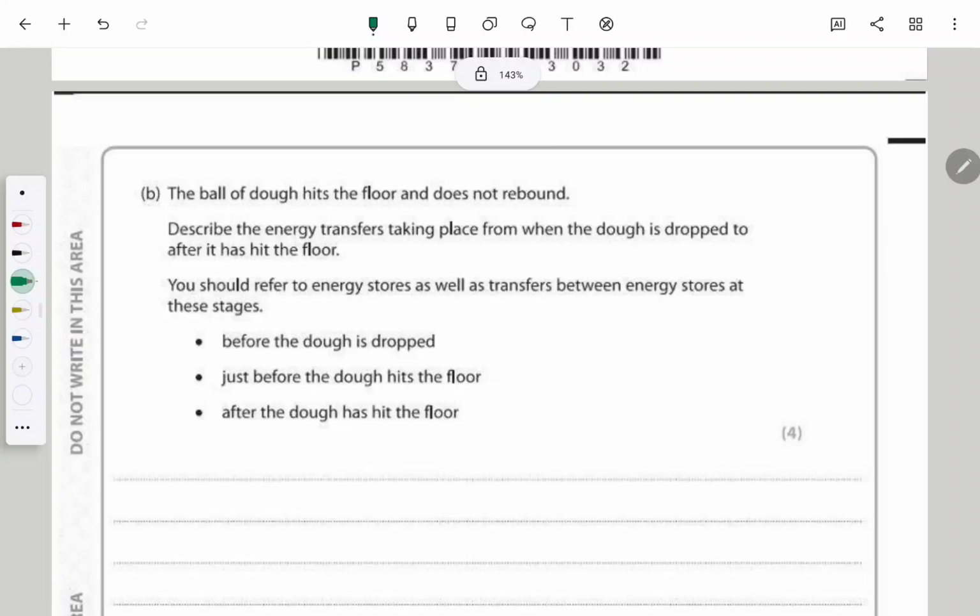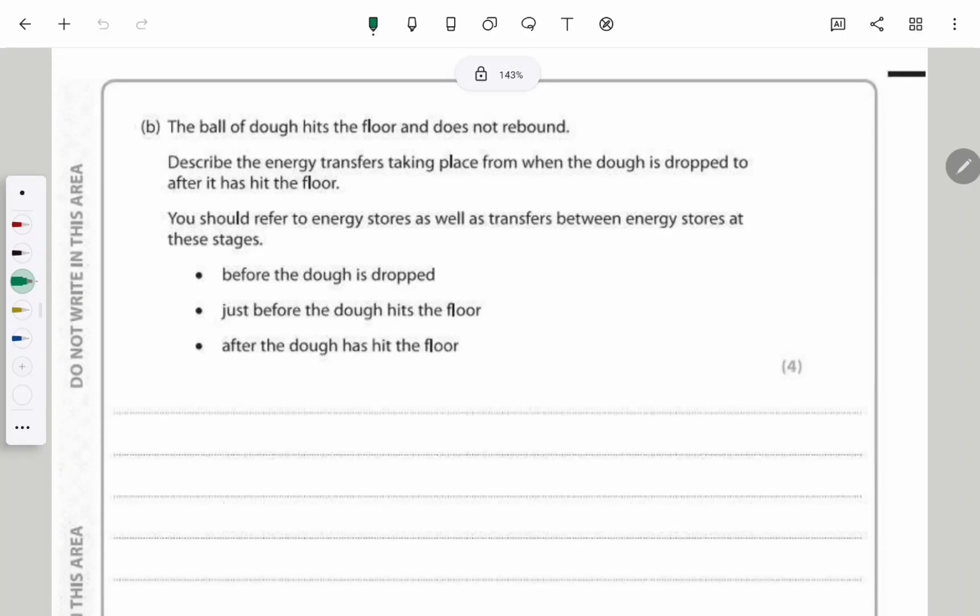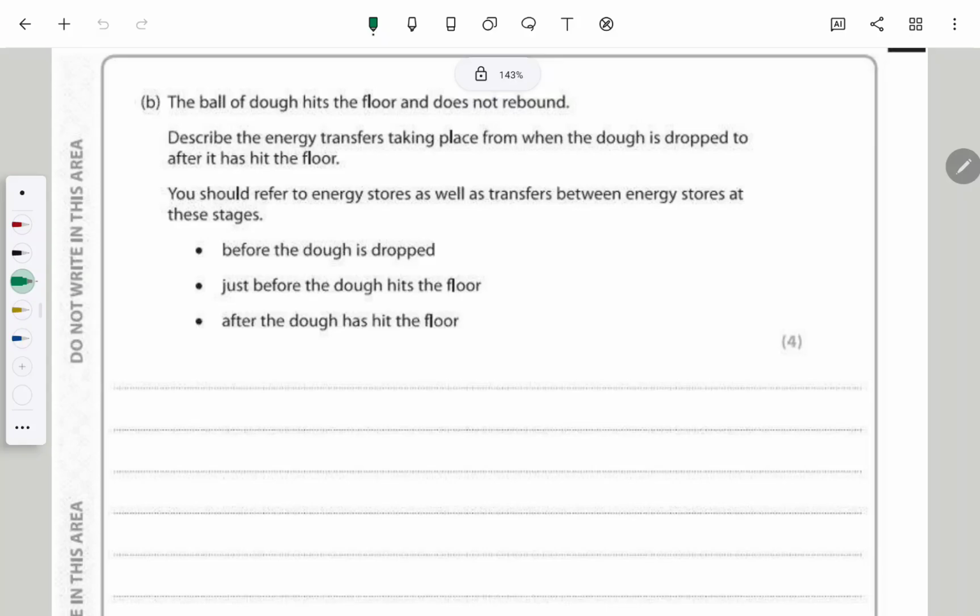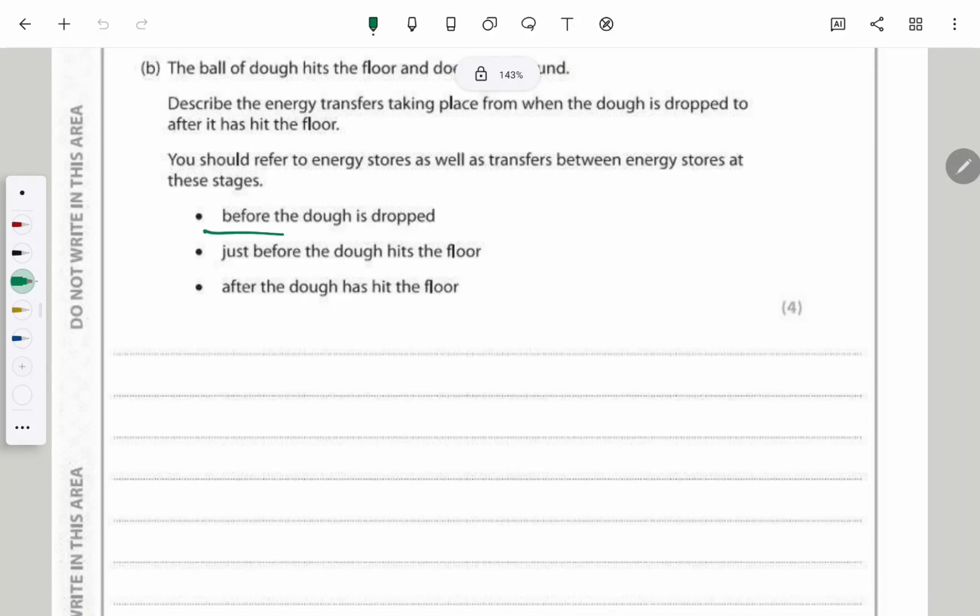The ball of dough hits the floor and does not rebound, which means the moment it hits the floor it gets stuck there. Describe the energy transfers taking place when the dough is dropped. You should refer to the energy stores as well as the transfers between energy stores in these stages: before the dough was dropped, just before the dough hits the floor, and after the dough has hit the floor. So you just need to describe all the energy stores, whether they're empty, whether they're full, and so on.